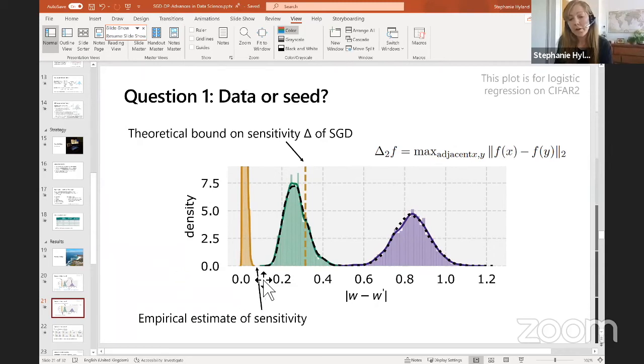And what we have here is, if we think about the maximum of this distribution over changes in the data, this is our empirical estimate of that sensitivity. And this demonstrates that this theoretical bound is really quite loose, which is interesting because this is what we use to compute how much noise we need to add in the Gaussian mechanism. So we're already ignoring anything about the randomness in SGD. The looseness of this bound is indicating that we're already adding unnecessarily much noise.